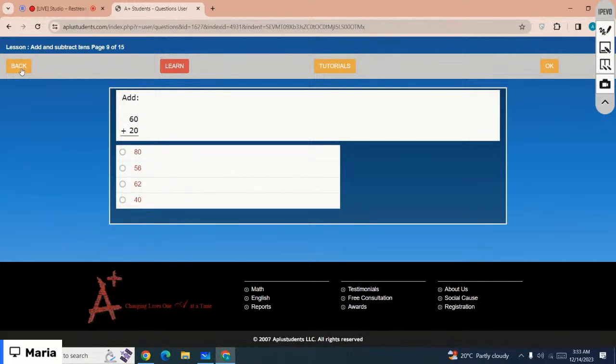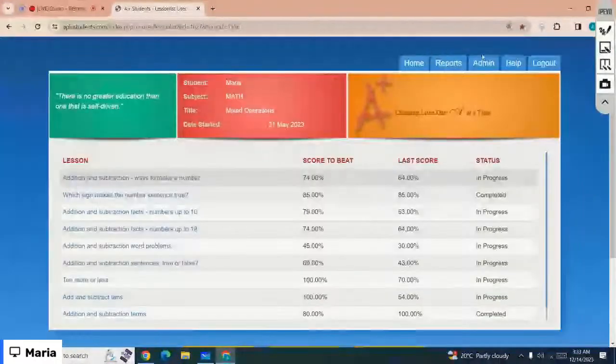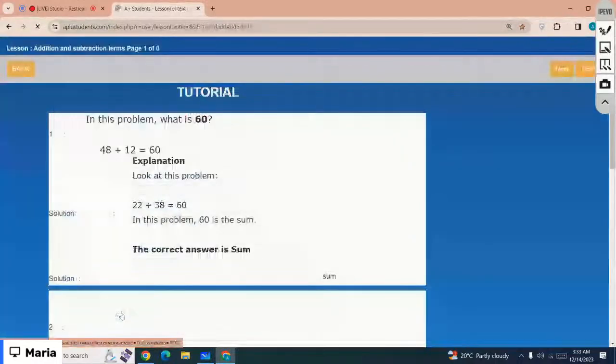The next lesson is addition and subtraction terms. Okay, in this problem, what is 60, right? Basically, you need to learn what is 60. You are given two of the numbers: 48 plus 12 equals 60.